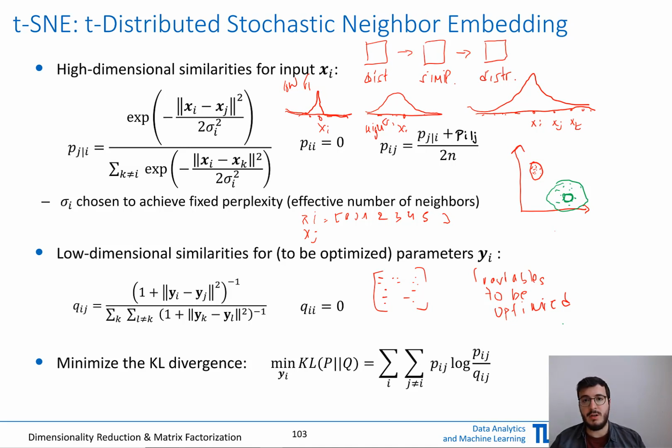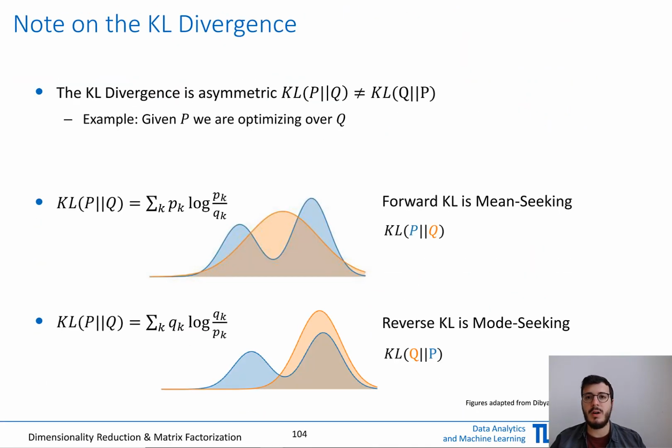A way to measure the dissimilarity or the distance between two distributions is via the KL divergence. It looks something like this, where it's a sum over all pairs ij of pij log of pij divided by qij. This looks a little bit strange, but the KL divergence is used in many places in machine learning, and after you get some intuition on the next slide about how it works, you'll see why this is a useful way to measure distances between two distributions.